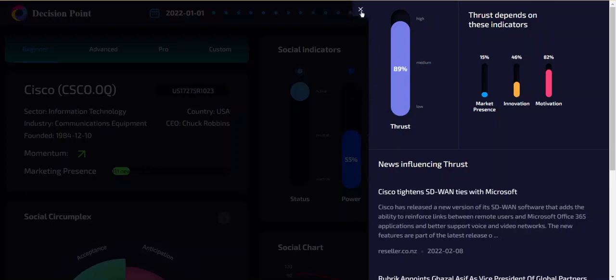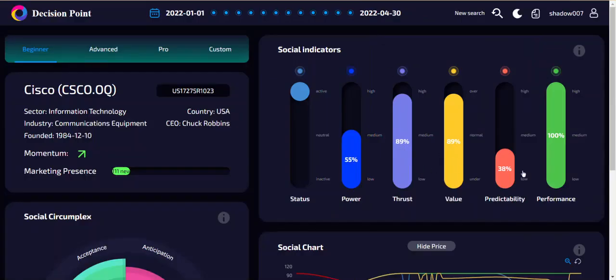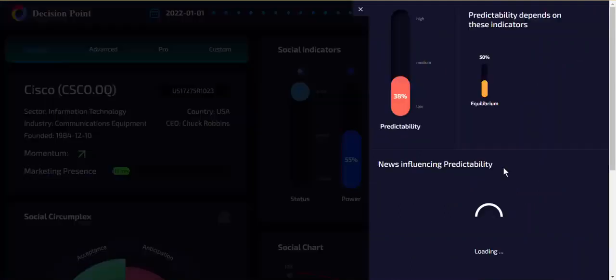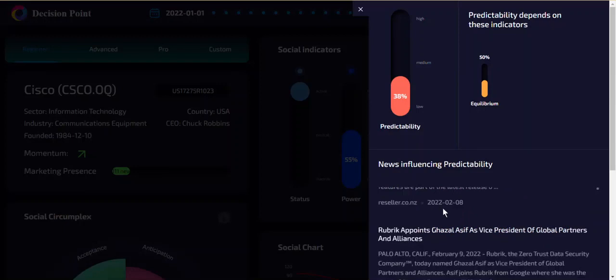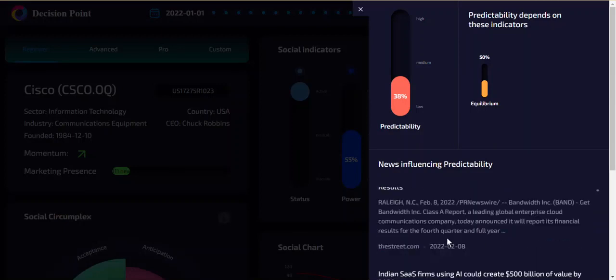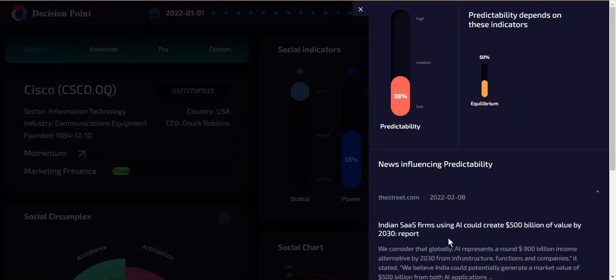But let's go down and take a look at some of the other things. What you have the ability to do now is click on any one of these things, right? Predictability, for instance: where does that rating of 38 come from? News influencing predictability. And so you begin to read down and see what Cisco, let's pick something here. Let's go down to bandwidth. Interesting here: Indian software-as-a-service firms using AI could create 500 billion of value by 2030.